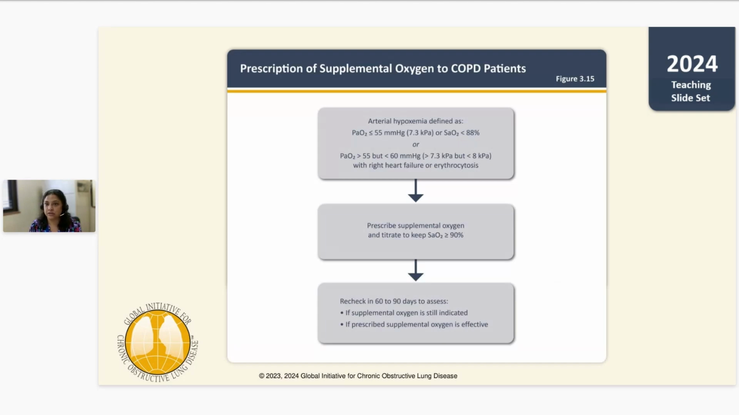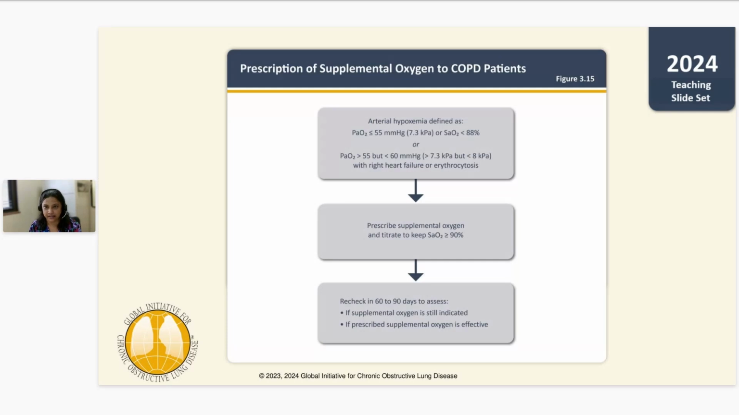So the general guideline for prescribing oxygen for COPD patients is an arterial oxygen level of less than or equal to 55 millimeters of mercury on an arterial blood gas, or an oxygen saturation of less than 88% at rest, or an oxygen level that's greater than 55 but less than 60 with evidence of right heart failure or erythrocytosis. In these patients, it is helpful to prescribe supplemental oxygen, keeping the oxygen saturation greater than or equal to 90%.